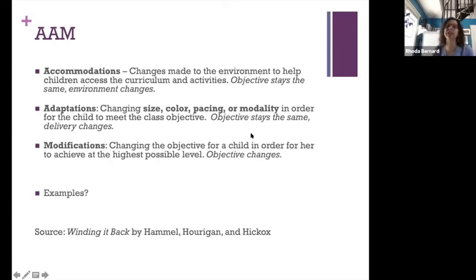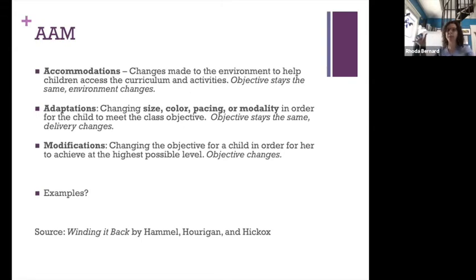So accommodations in this framework are changes that are made to the environment to help everybody access the curriculum. So everybody's doing the same thing, but a student who's visually impaired might have preferential seating. That's an environmental change, one of many. An adaptation, again, we're all working at the same objective, but we are altering, for students who need it, size, color, pacing, or modality. We are delivering our instruction differently.